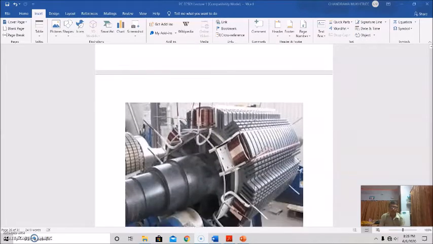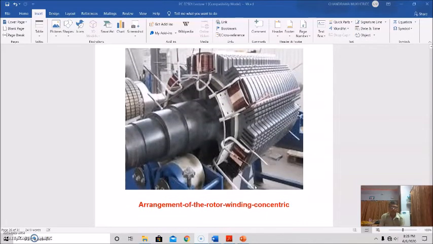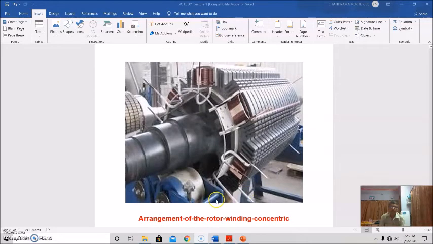And now this is the arrangement for the rotor winding, the concentric winding. See, this is the rotor winding. Here, concentric winding.